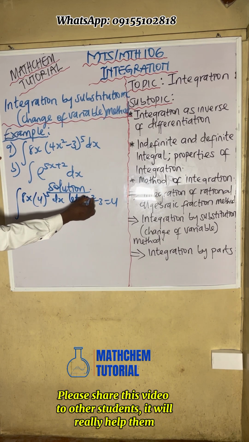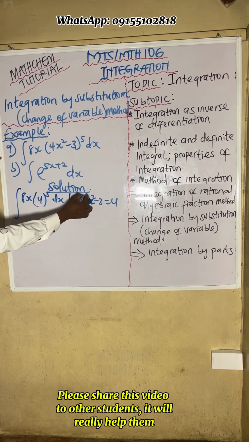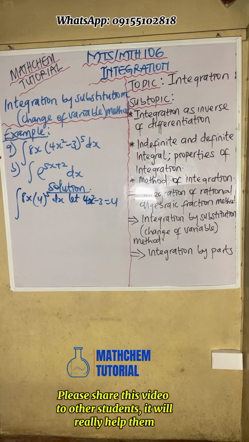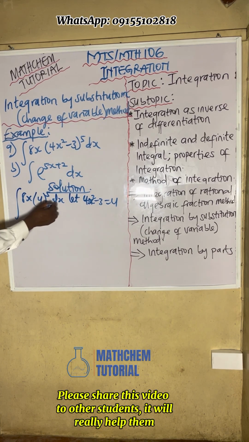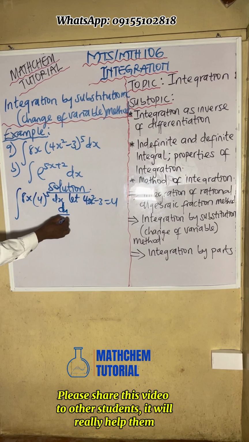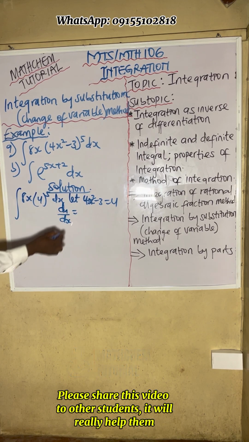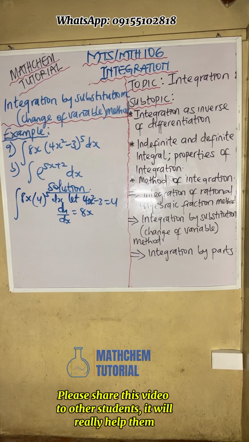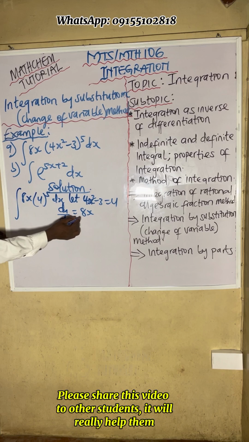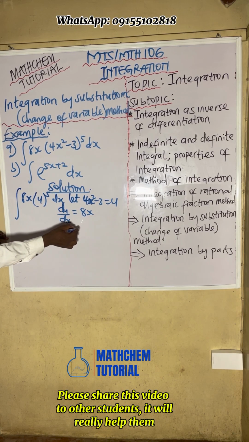Sorry, 4x squared minus 3 equals u. So now what I'm going to do is find du/dx. If you find du/dx here, you're going to get 8x. Now if you have it as 8x, then make dx the subject of the formula. If you cross multiply, then you have your du.